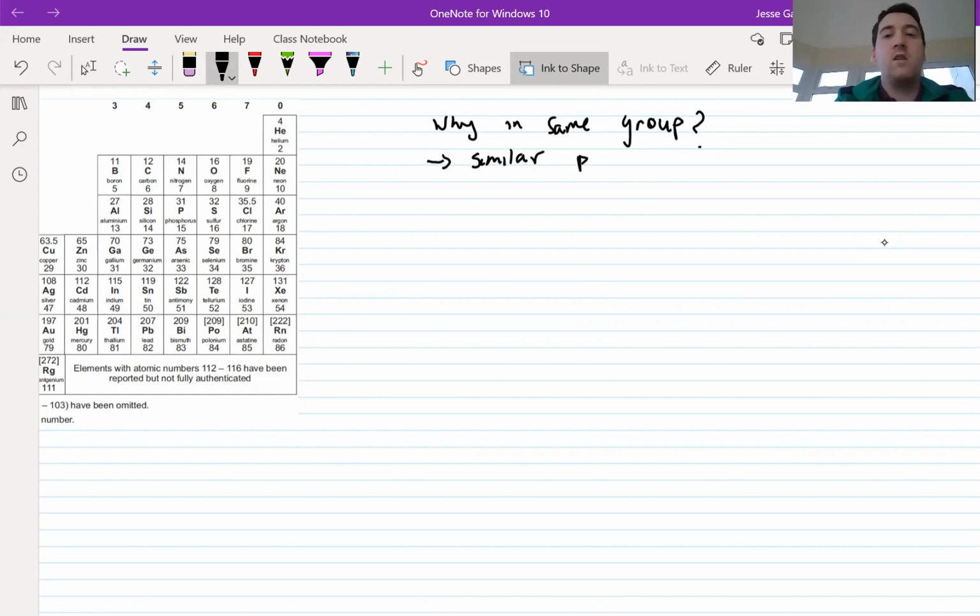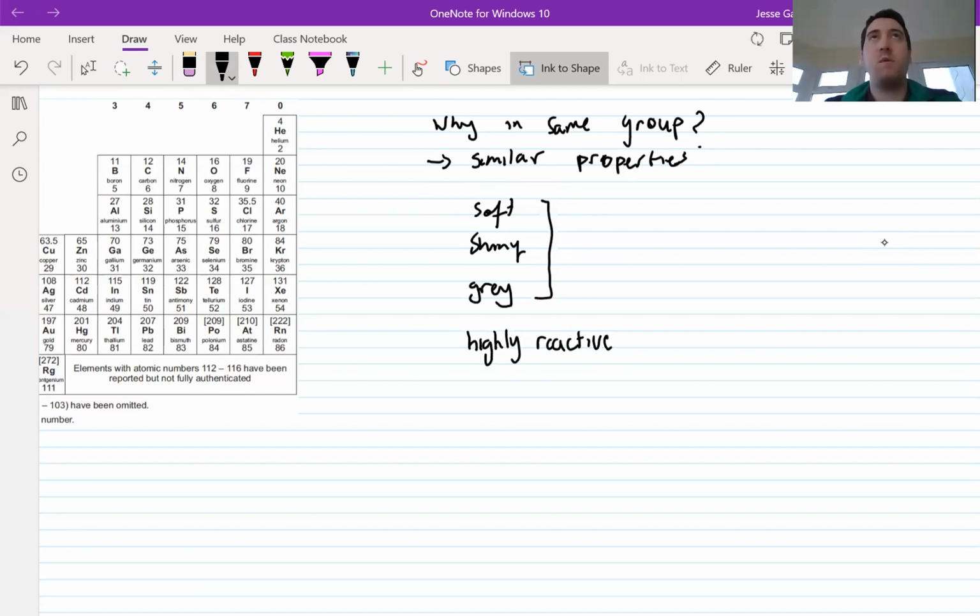Okay, I'm hoping that you said they have similar properties. What do we mean by similar properties? Well, they are all soft, shiny metals. They are gray in color. These are properties and they are all similar. They're not exactly the same. Some are softer than others, some are shinier, some are more gray or darker gray, but they are similar properties. But most importantly, they are all highly reactive, extremely reactive. They react really easily, especially when we put them in water.